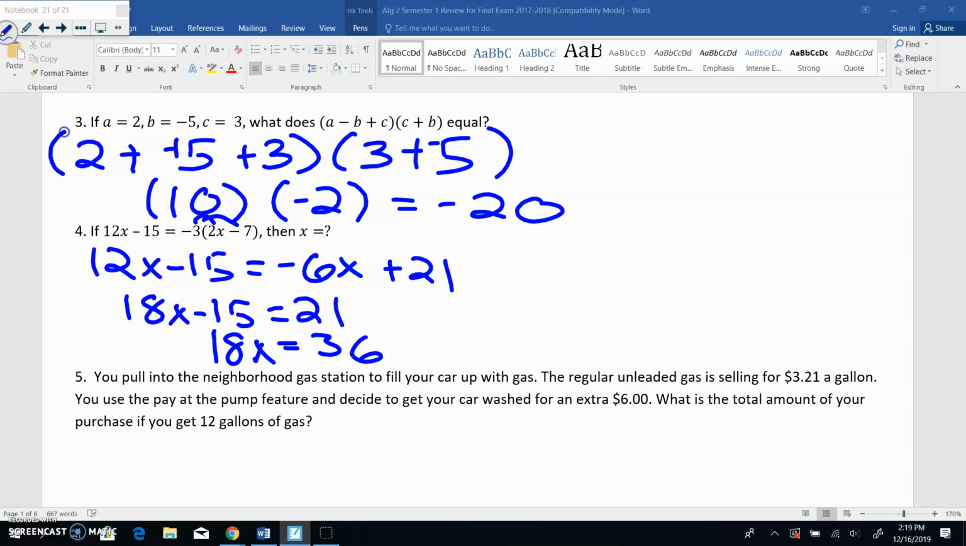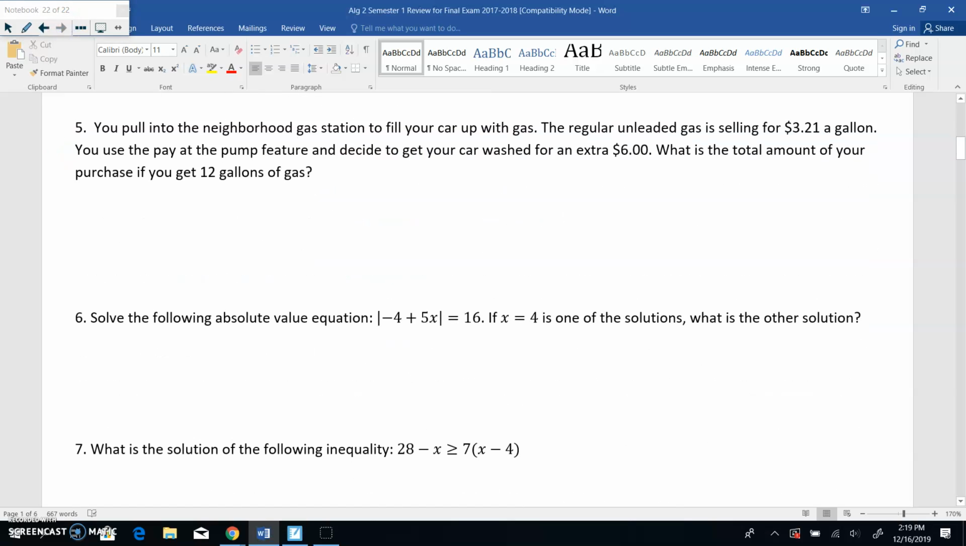Okay, finally divide by 18 to give me x is equal to 2. All right, so nice, simple: distribute, and then move everything onto one side. Okay, number 5.